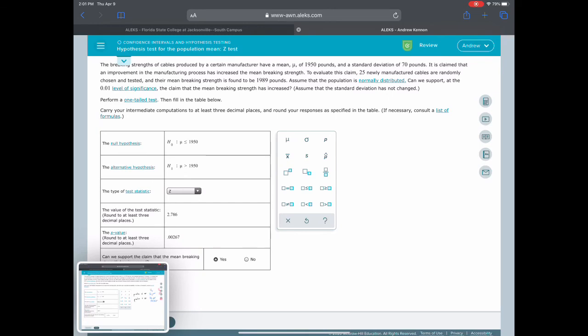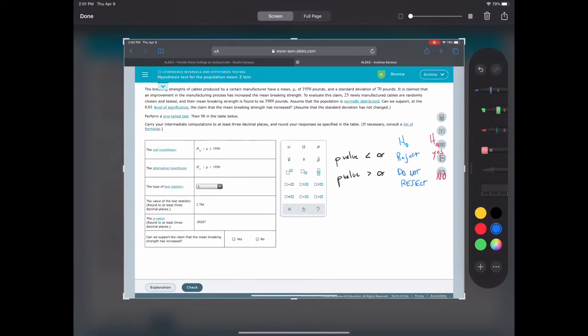On this one, our level of significance is our alpha. So our alpha is 0.01, and our p-value is 0.00267. This is less than 0.01. When the p-value is less than alpha, we reject the null hypothesis, so we do support the alternate hypothesis. This is going to be a yes.